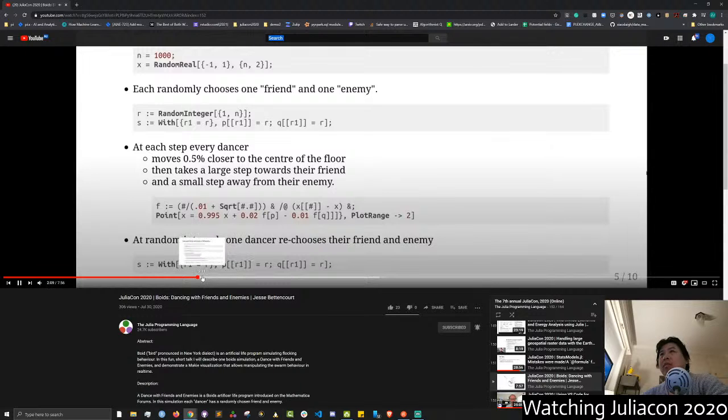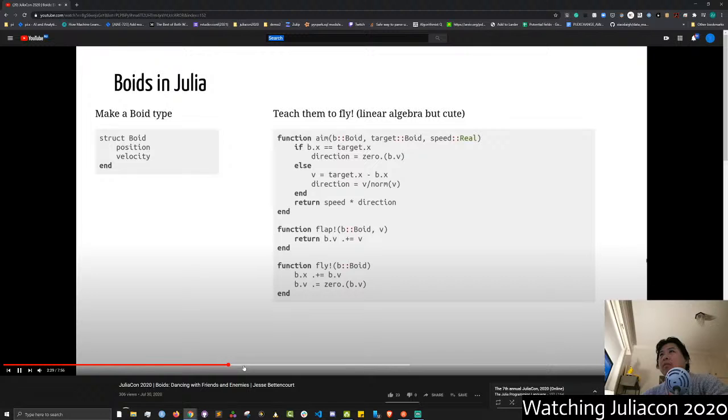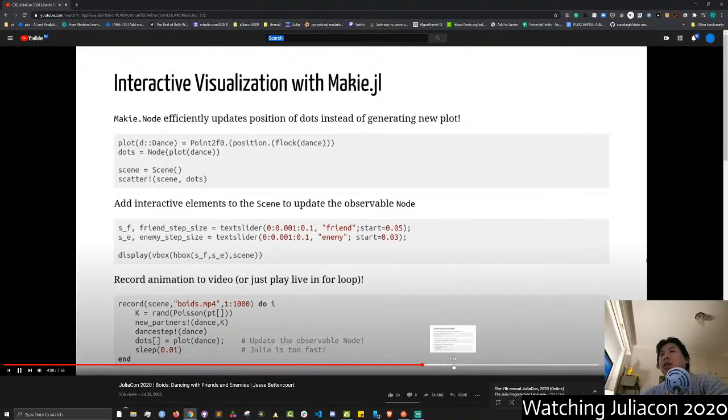Here you can see the original dance in very terse Mathematica. I just want to show this because it is very nice. To visualize, I created a boid type, a dance type. The default dance is one for every friend. All parameters of the dance.